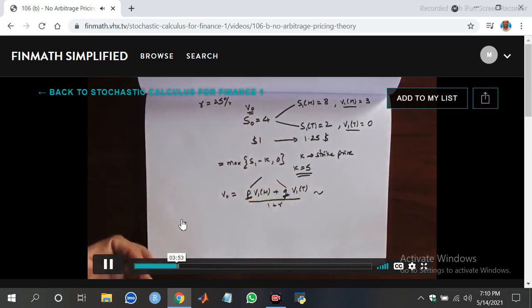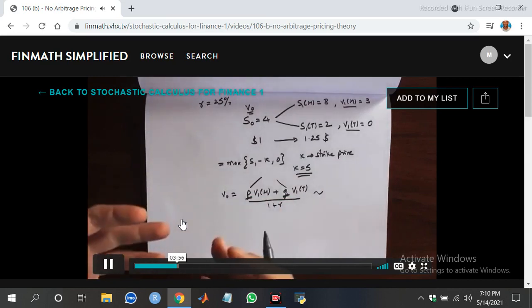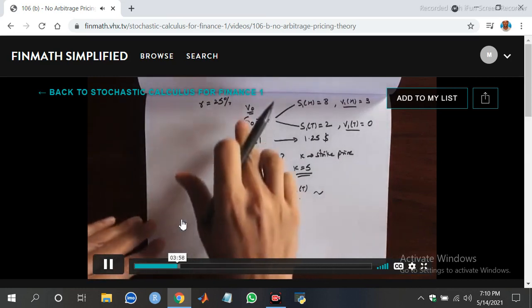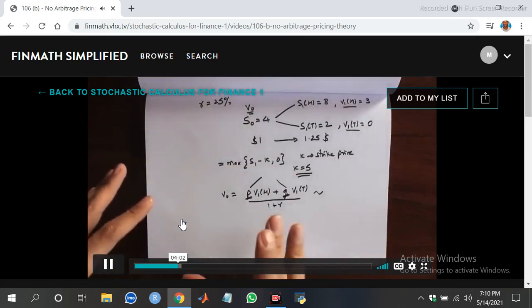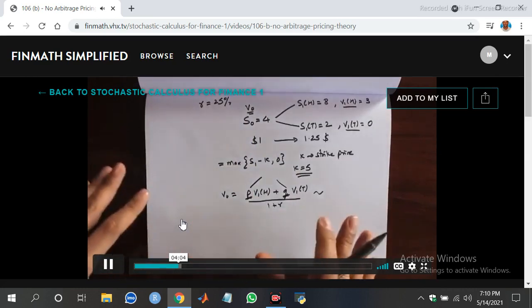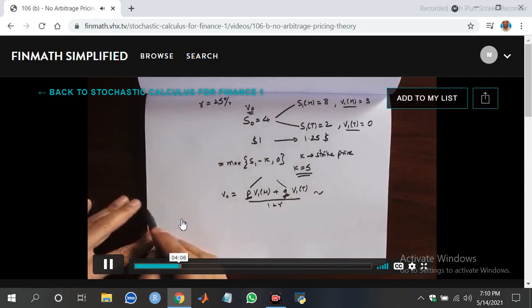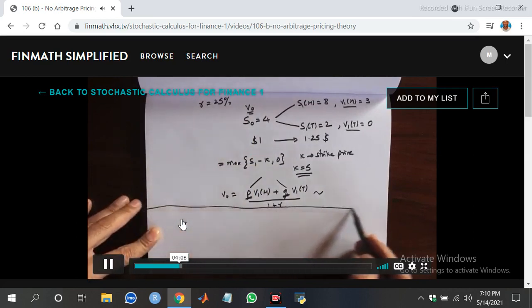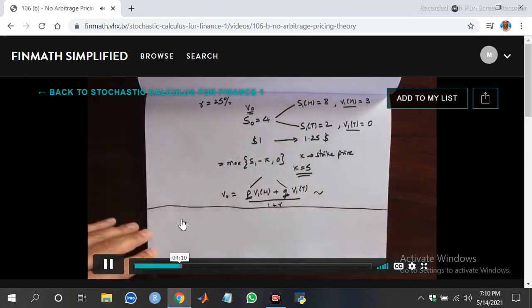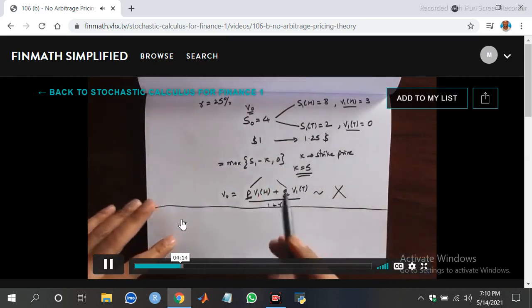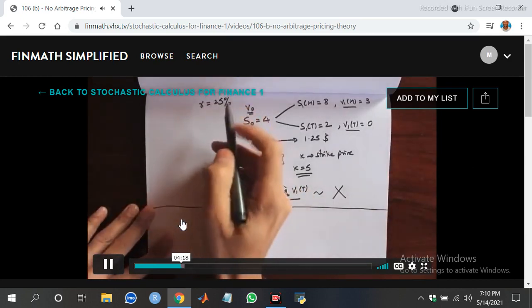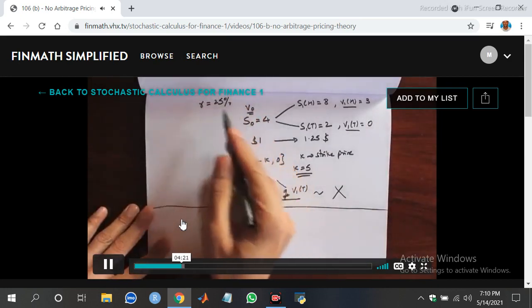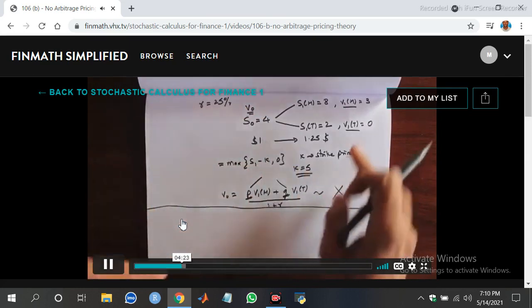But it turns out that there is another approach to calculating the value of this option at time 0, and it's a very powerful technique called no arbitrage pricing. So instead of using this approach, let's not do this. Let's somehow use the money market account and the stock itself to figure out the value of this option.